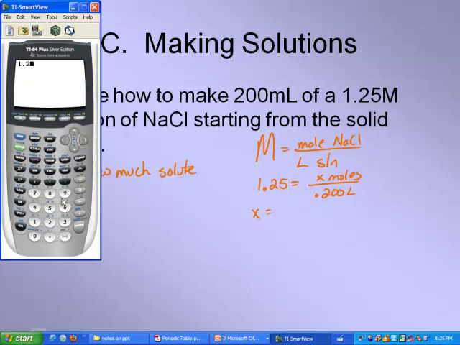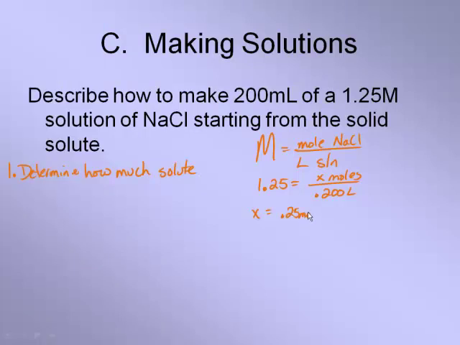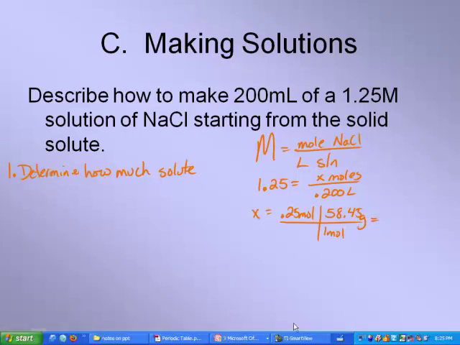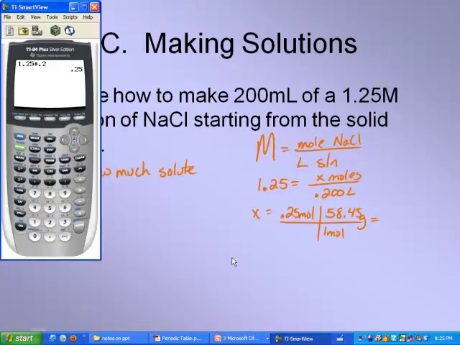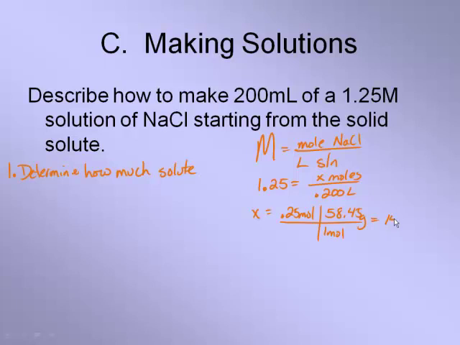So 1.25 cross multiply times 0.2 is 0.25. Quick mole conversion. The weight of sodium chloride is 58.45 grams. So the thing I love about these problems is whenever you do the math on the calculator, everything's just sitting there waiting for you already. Times 58.45 is 14.6. Don't circle that because I'm not done yet. So first thing I just said is determine how much solute.